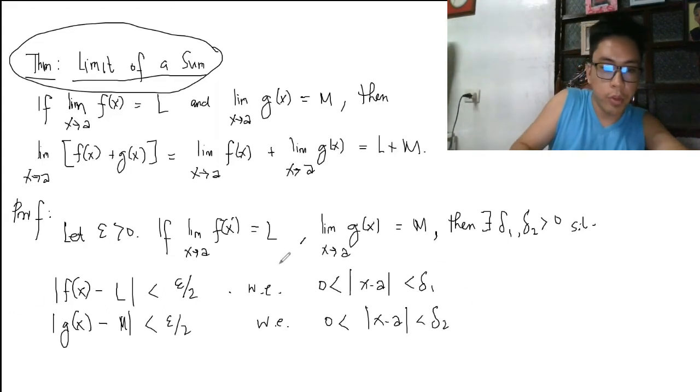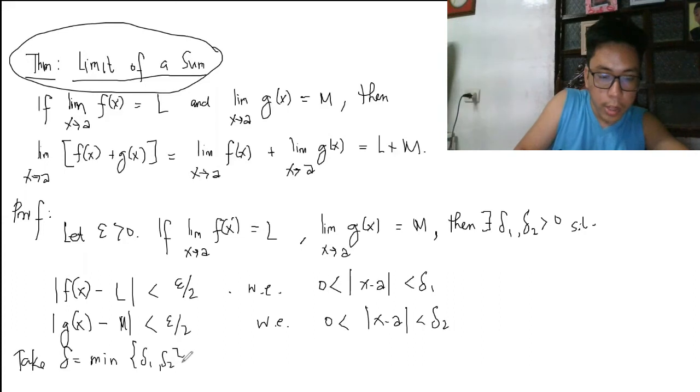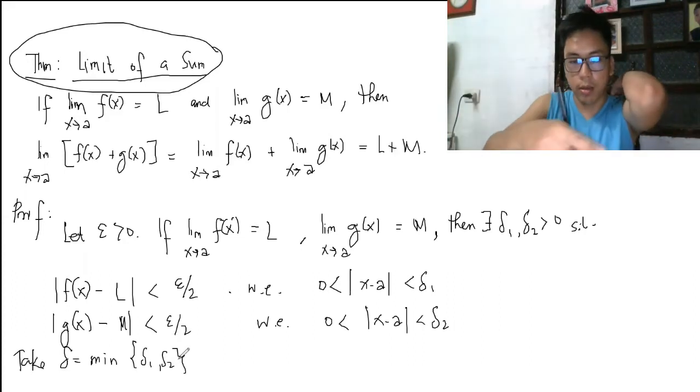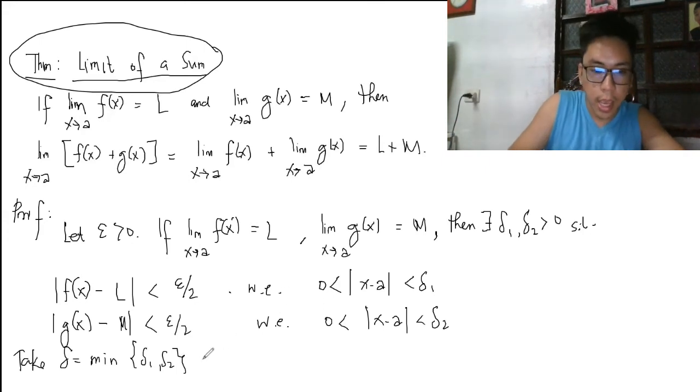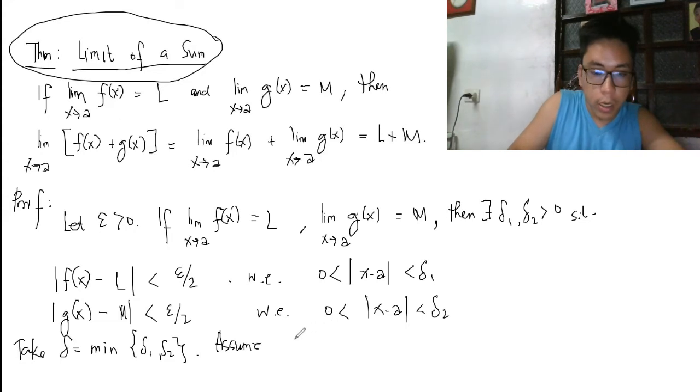So by this, you do have two deltas. So I'm going to take the minimum of them. Take delta equals the minimum of delta 1 and delta 2. Meaning to say, I'm going to choose whichever is smaller of the two deltas. And I would assume 0 is less than the absolute value of x minus a less than delta.